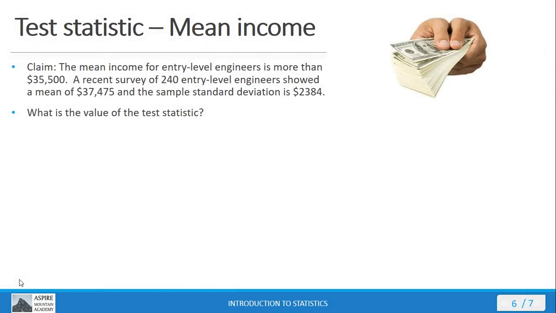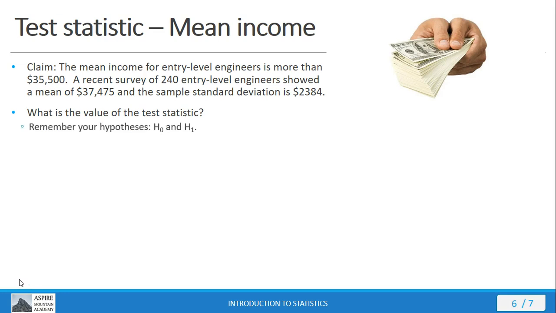Let's look at an example problem to illustrate what we've just learned. So here we have a claim that the mean income for entry-level engineers is more than $35,500. A recent survey of 240 entry-level engineers showed a mean value of $37,475, and the sample standard deviation is 2,384. What is the value of the test statistic?